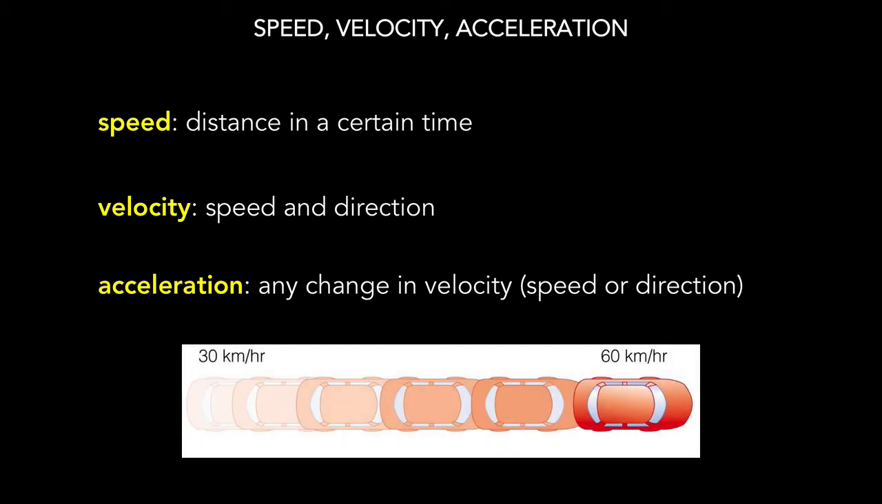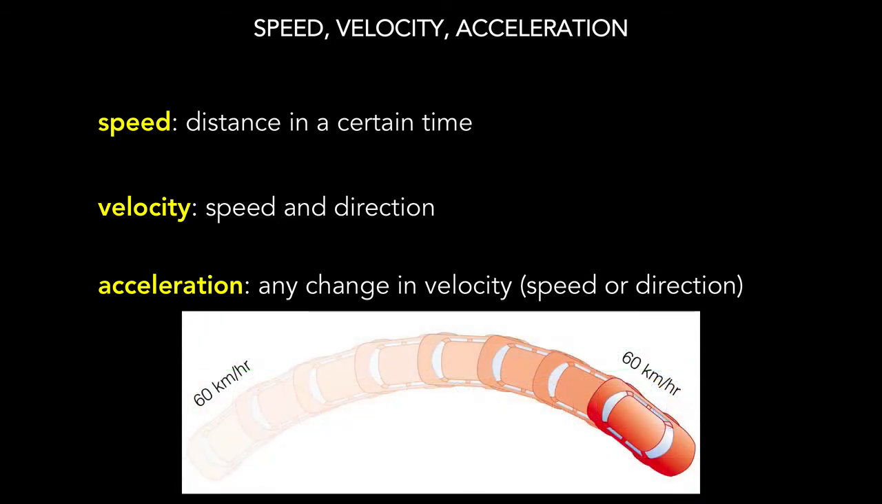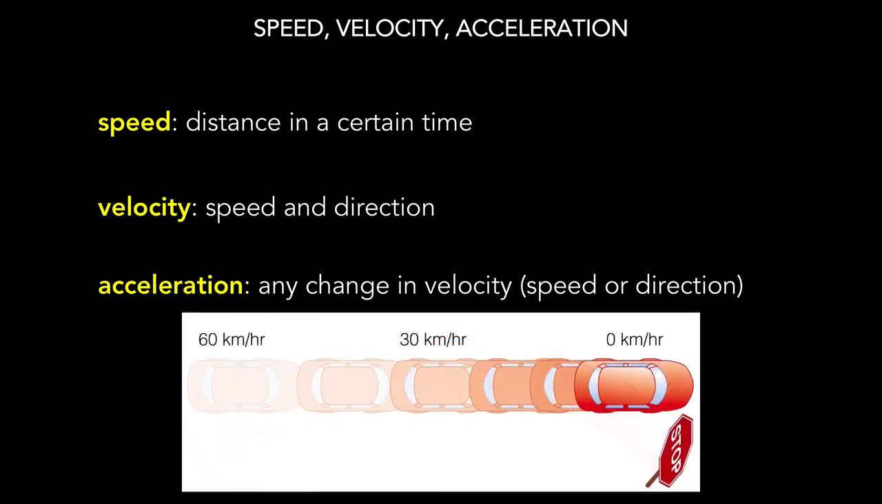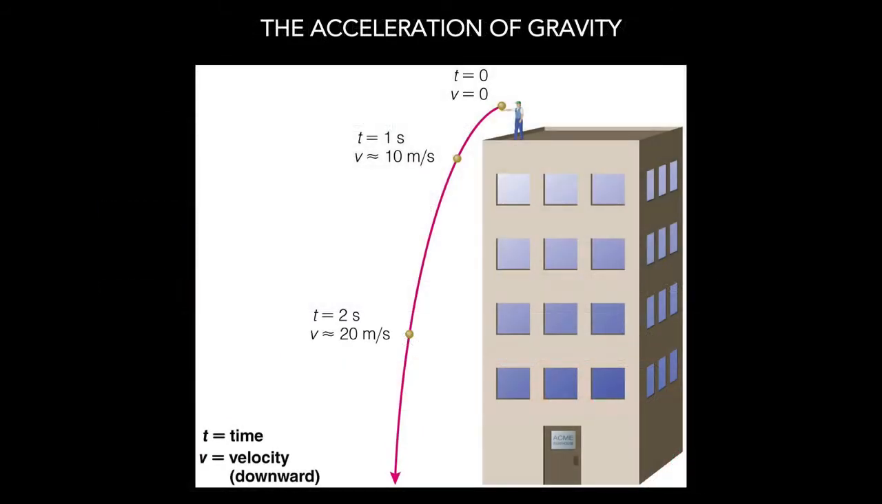For example, the car shown here is accelerating as its speed increases from 30 kilometers per hour to 60 kilometers per hour. But in science, we also say that this car is accelerating because its direction is changing even while its speed stays constant. And this car is also accelerating because its speed is changing even though in this case it is slowing down. One of the most important types of acceleration is that caused by gravity.